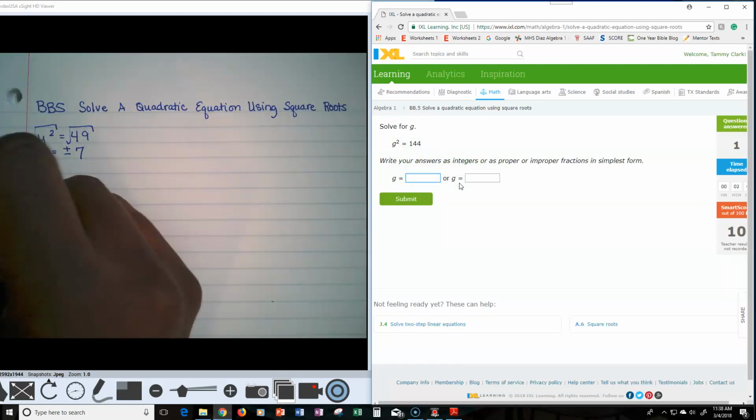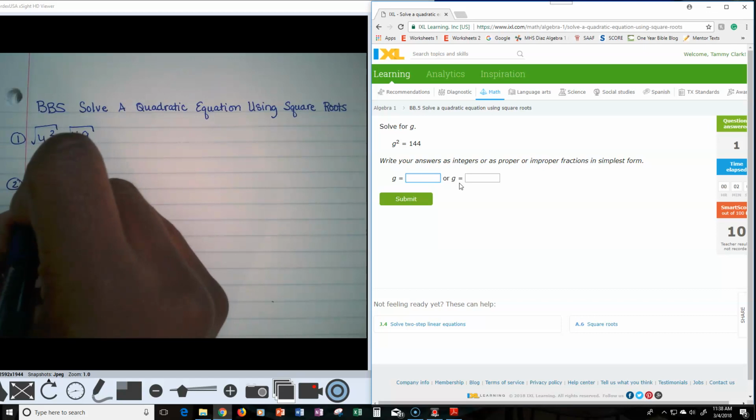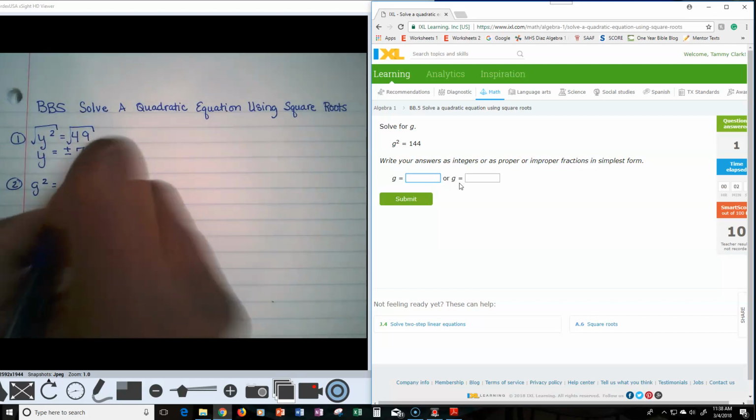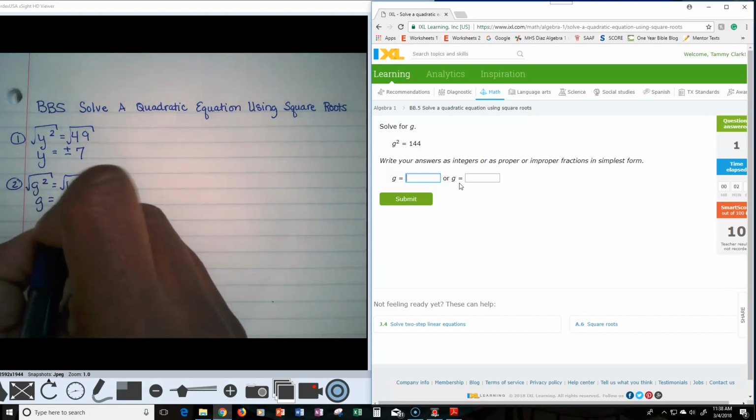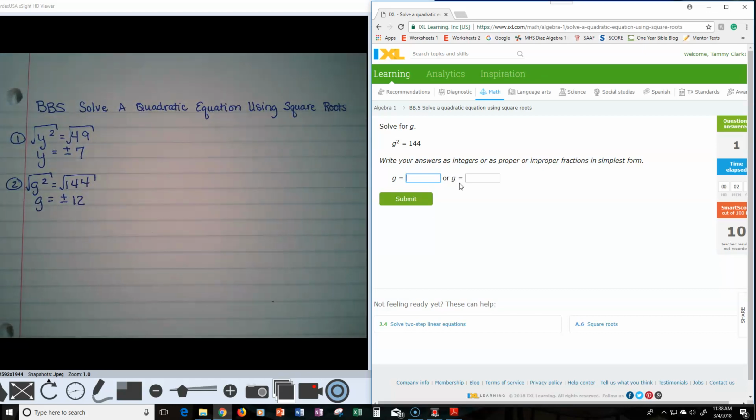Number 2, g squared is equal to 144. Take the square root of both sides. So we have g is equal to plus or minus 12. Put in 12, negative 12.